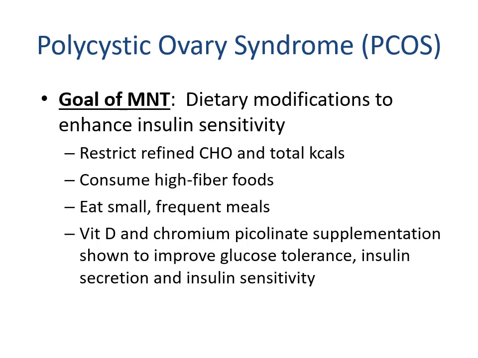And so the goal of MNT for patients with PCOS is dietary modifications to enhance insulin sensitivity. So we want to restrict refined carbohydrates and total calories, consume high fiber foods, and eat small frequent meals. Vitamin D and chromium picolinate supplementation has been shown to improve glucose tolerance, insulin secretion, and insulin sensitivity.